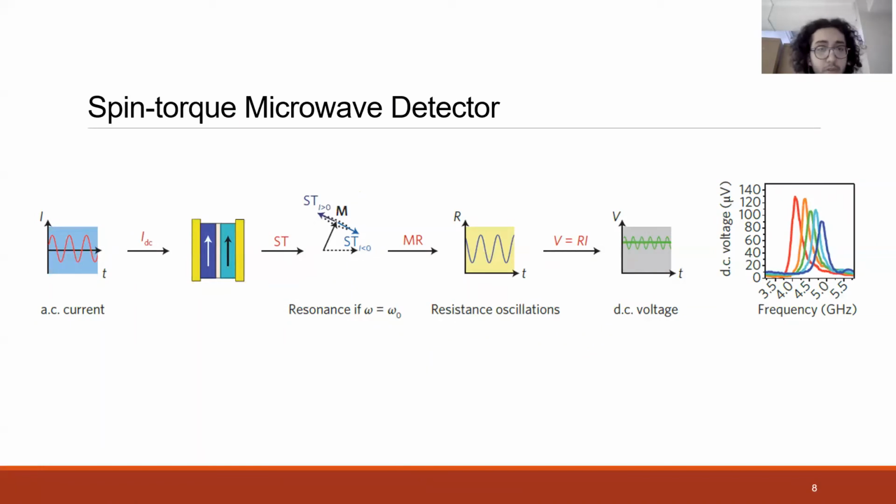So, spin torque microwave detectors need an AC current frequency close to the magnetization resonance frequency. Once the resistance and the current oscillate synchronized, it leads to a rectified voltage. This is possible with the direction changes of spin torque thanks to the AC current.